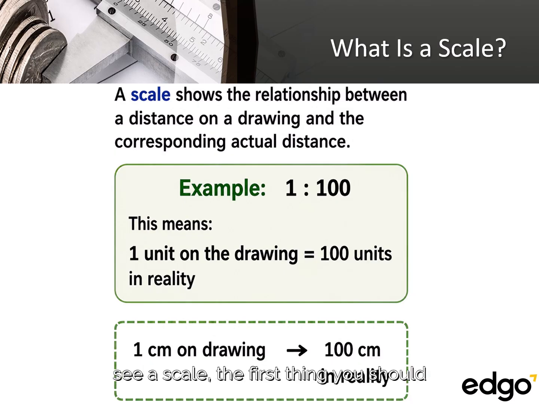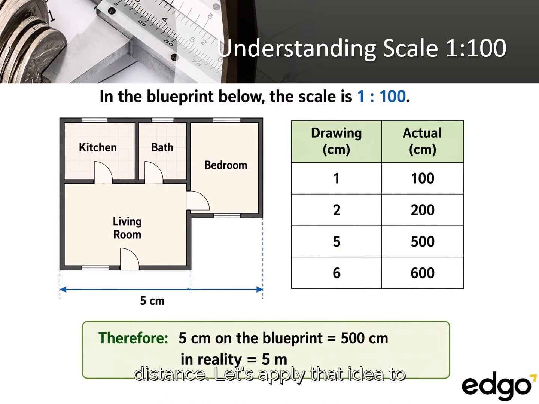So whenever you see a scale, the first thing you should ask yourself is, what does 1 unit on the drawing represent in actual distance? Once we understand that relationship, we can calculate the actual distance. Let's apply that idea to this blueprint. The scale is 1 to 100. That means every 1 centimeter on the blueprint represents 100 centimeters in the actual house.